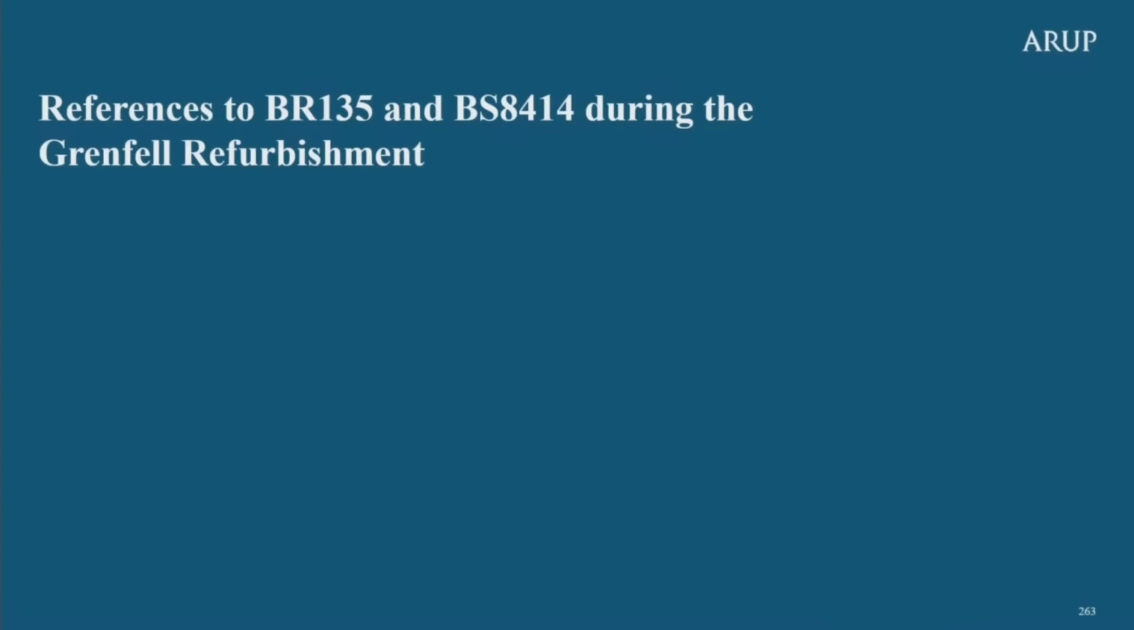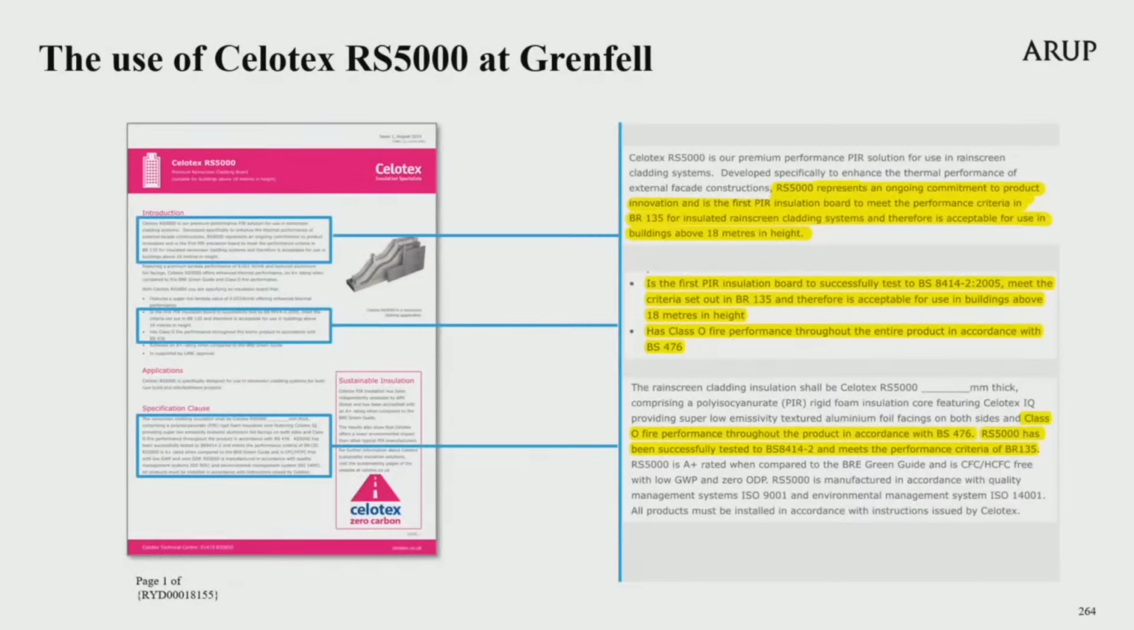And finally, references to this test and classification method during the Grenfell refurbishment. These were referred to as part of the primary refurbishment works. On screen now is the Celotex RS5000 datasheet. I've marked up the sections that refer to British Standard 8414 and BR 135.